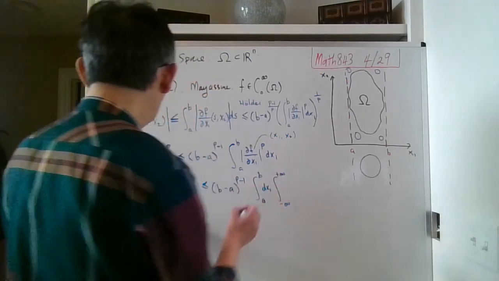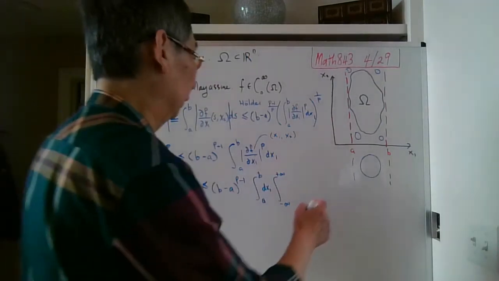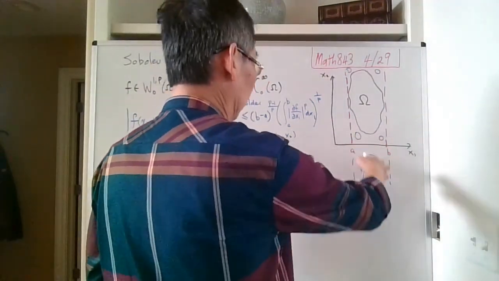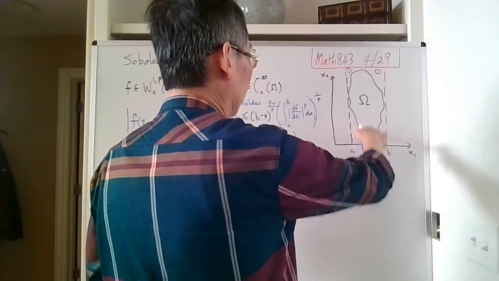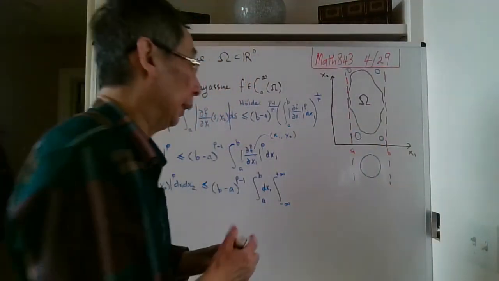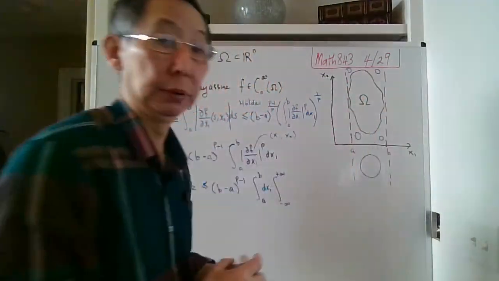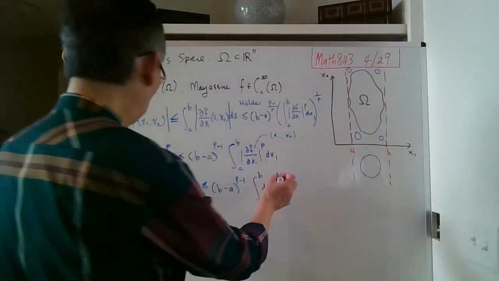So I'll treat this one. So this is in omega, right? But I know that I extended the function to be 0 in the strip. So therefore, I can think about this omega now becoming the interval AB cross minus infinity to plus infinity. Okay? So that's why I can write it this way.